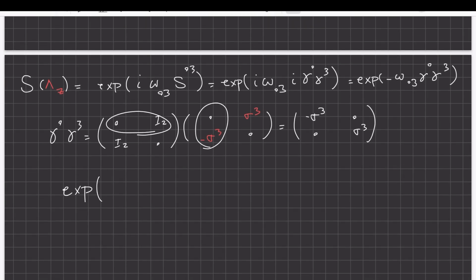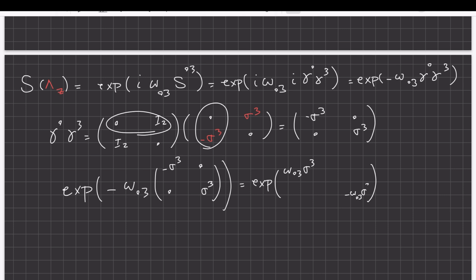So now we have the exponential of minus omega 0, 3, this matrix here. Now I'm just gonna take that minus on back of it and turn it into a matrix. So we have the exponential of omega 3, sigma 3. So there is this minus sign. It's dissolved, and then we have minus omega 0, 3, sigma 3. So yeah, that's the exponential of a matrix.